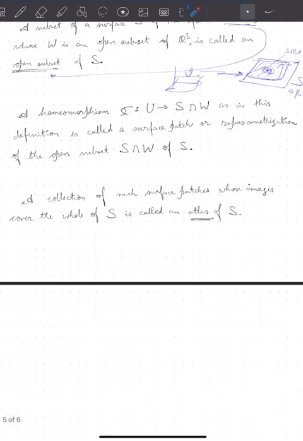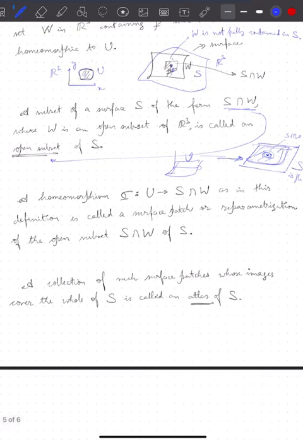This is, in this definition, called a surface patch or reparametrization of the open subset S intersection W. So what happens is these are all small mappings. From here to reach this intersection, you will have some mapping, some sigma. And what we'll see is that at every local point, say in this Q, we will have some different small mapping.